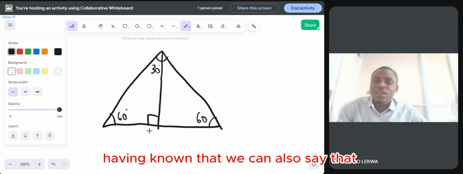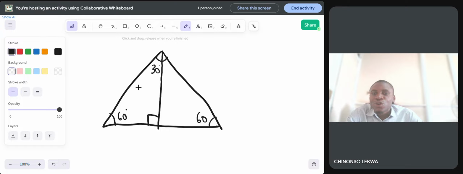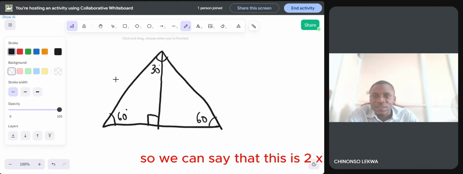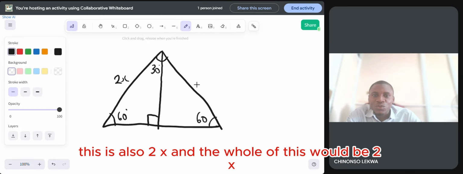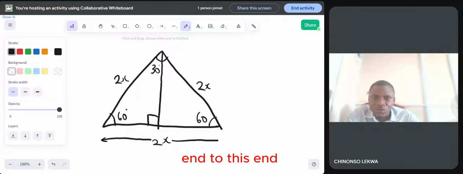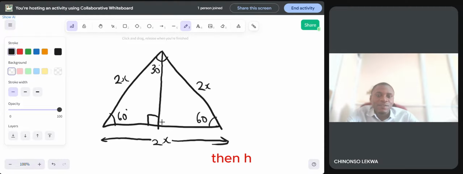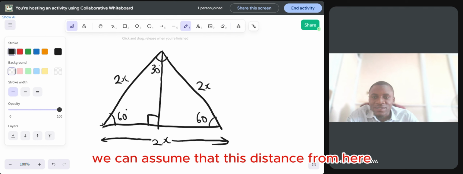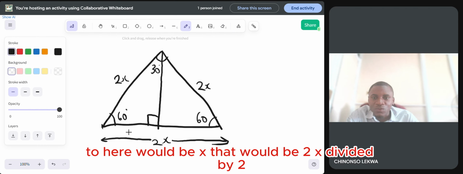Having known that, we want to give an equal length to all the sides of this equilateral triangle. So we can say that this is 2x, this is also 2x, and the whole of this would be 2x, from this end to this end. Then, since we've divided it into two equal parts, this distance from here to here would be x. That would be 2x divided by 2.